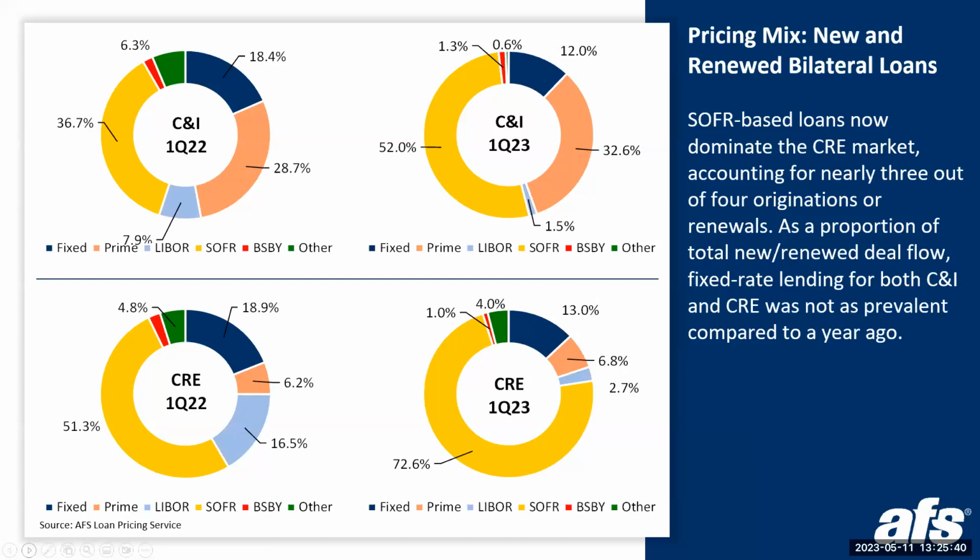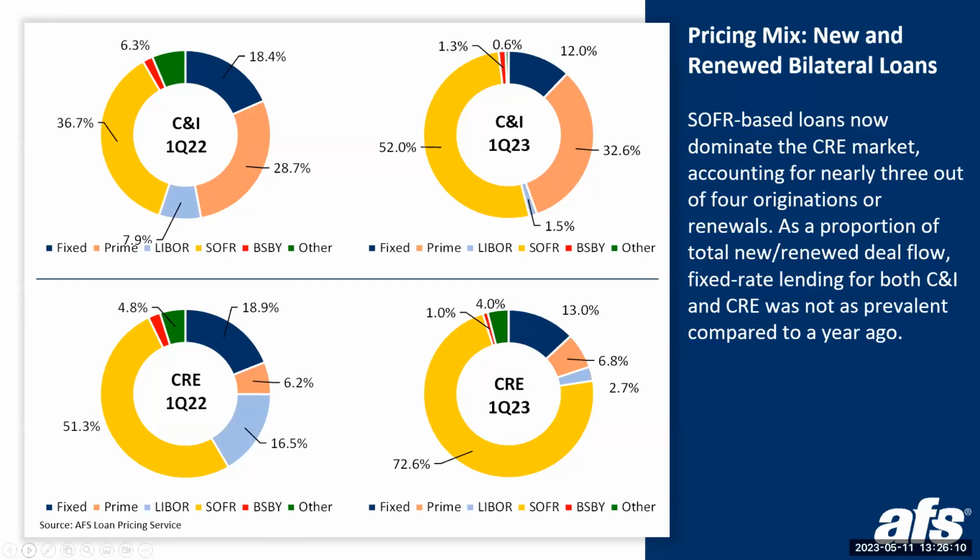So now we transition into a look at commercial loan pricing trends. Here is a distribution of pricing mix in terms of new and renewed deal flow. SOFR has clearly emerged as the dominant pricing index for both C&I and CRE loans, comprising more than half of the total dollar-denominated new and renewed deal flow in March. As of this month, we see just a handful of banks utilizing BSBY and other floating rate alternatives.